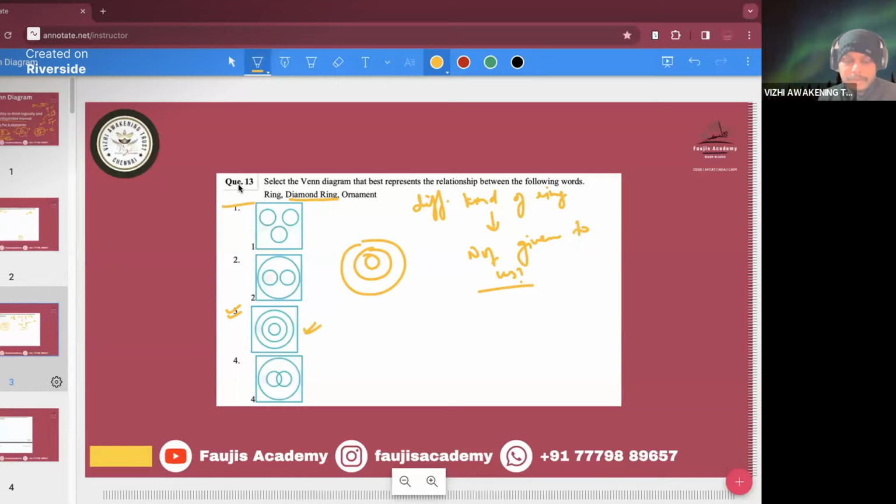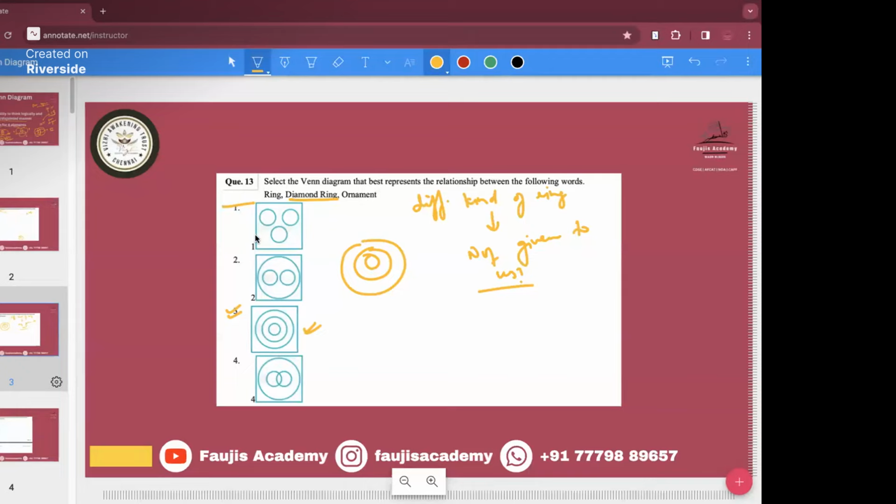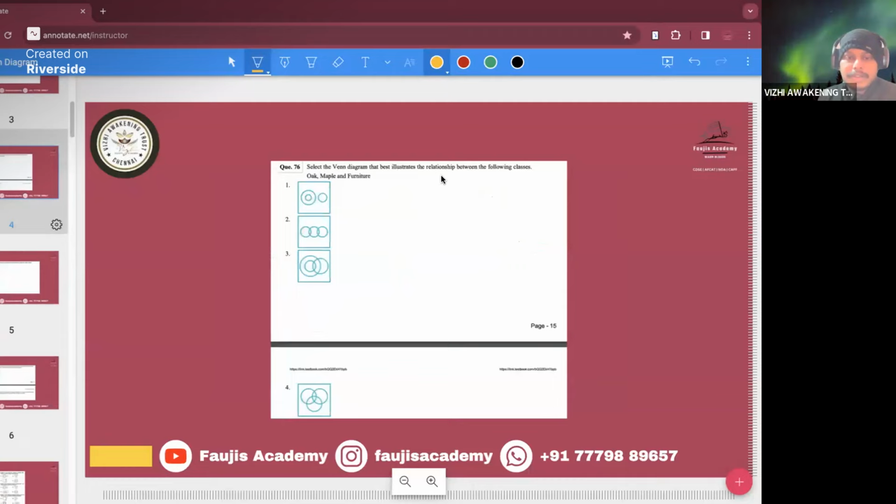Shall we move? Yes. Thank you. What do you think about this? Oak, maple, furniture.